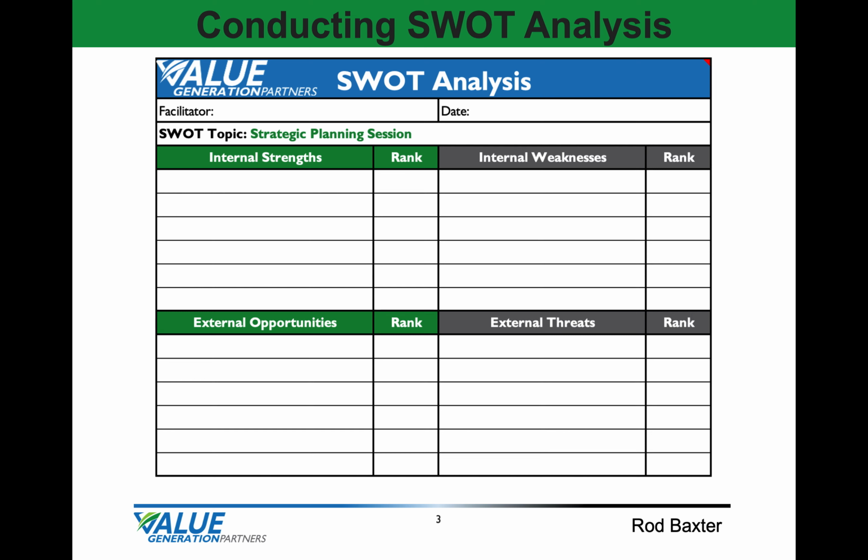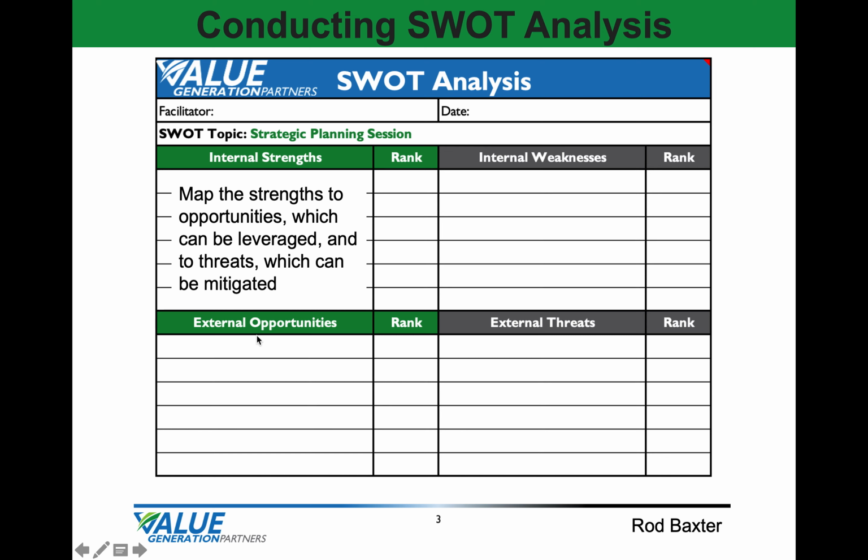We'll first assemble a cross-functional team of subject matter experts. They'll be prepared for the session by completing pre-work on the topic. We'll document the reason or the topic for conducting the SWOT analysis. We'll brainstorm and list the internal characteristics, the strengths and weaknesses. We'll then brainstorm and list the external characteristics, the opportunities and threats. We'll rank and prioritize each of the characteristics.